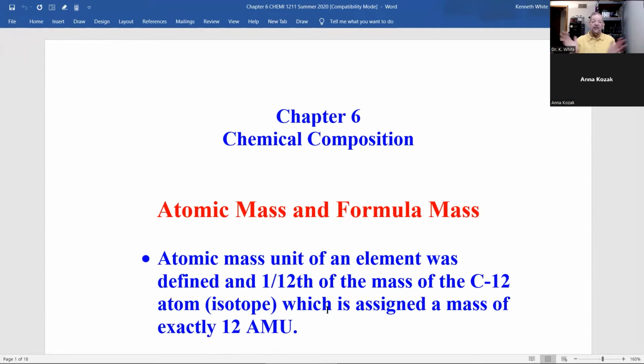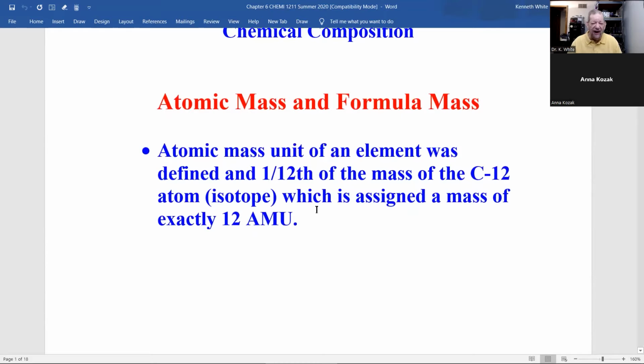All right, this new chapter, now we're getting to some really good stuff. See how happy I am? It's called chemical composition, and it deals with certain important aspects of atoms and molecules, and concepts we'll cover. All right, let's talk about atomic mass and mass formula.